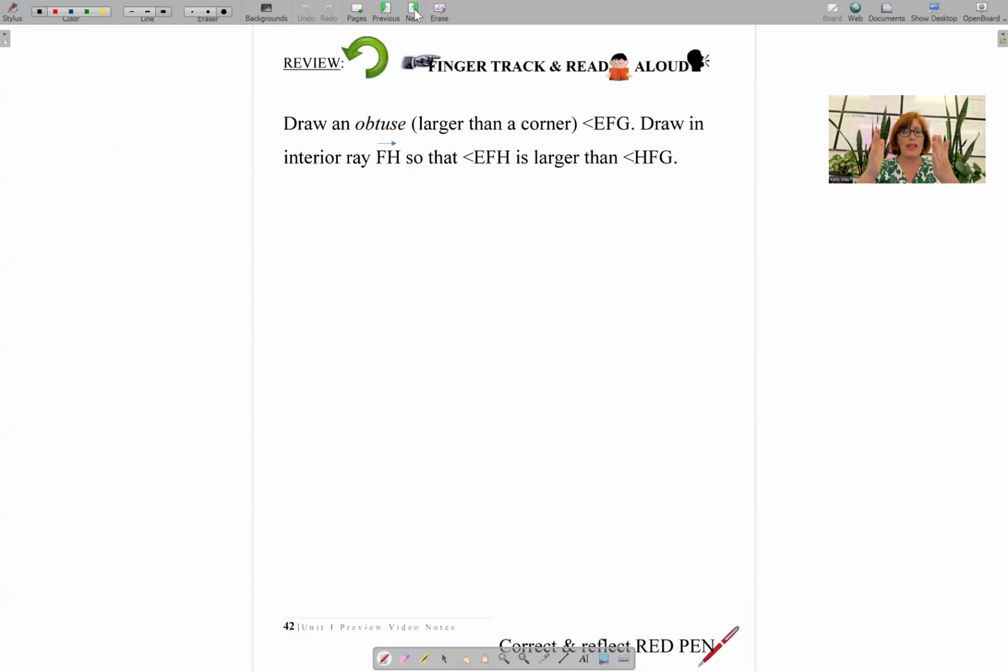Here's your review page. You put your finger on the word draw, and you're going to read it out loud. Remember, we read with 3 body parts 3 times. So you read out loud, then you go back and filter, and then you go back and draw and cross out. And you're going to do this on your own. Pause the video.